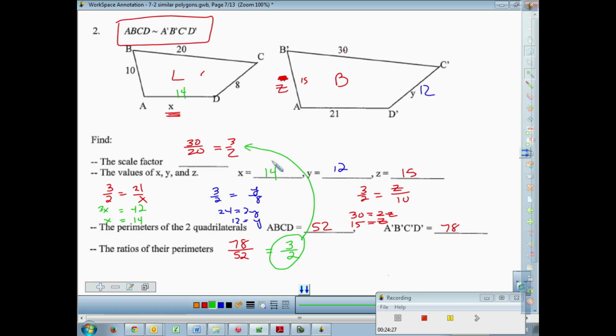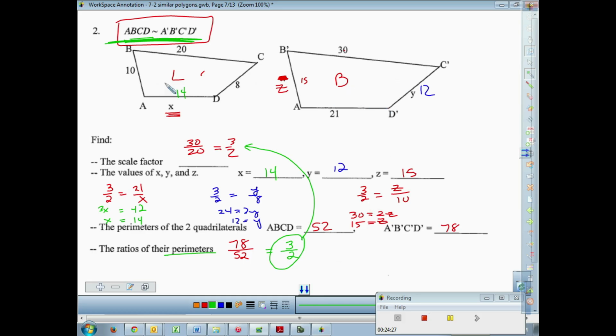Now, let's see if you can hook it up for later. The ratio of the perimeters of similar polygons will be the same as the scale factor every single time. You don't need to find the perimeters to answer that question. I'd like to repeat that: you don't need to find the perimeters to find the ratio of their perimeters. If they're similar, which they are, the ratio of the perimeters will be the same as the scale factor.